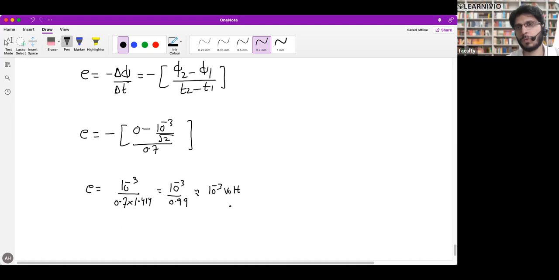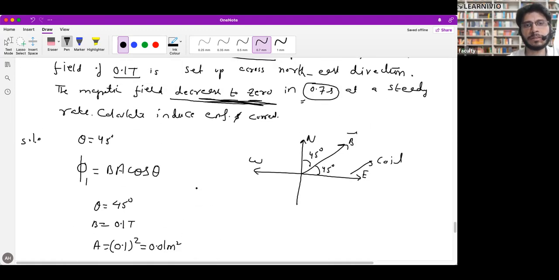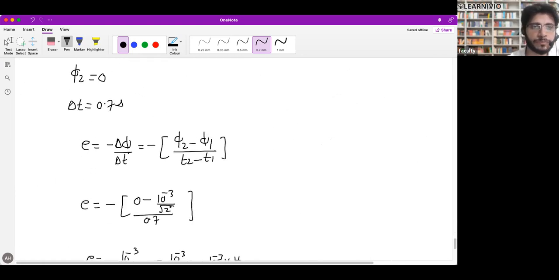That's the EMF. So if you know EMF, you can calculate current. Current is EMF by resistance. So it's 10 raised to the power minus 3 divided by resistance. How much is resistance? It's 0.7.